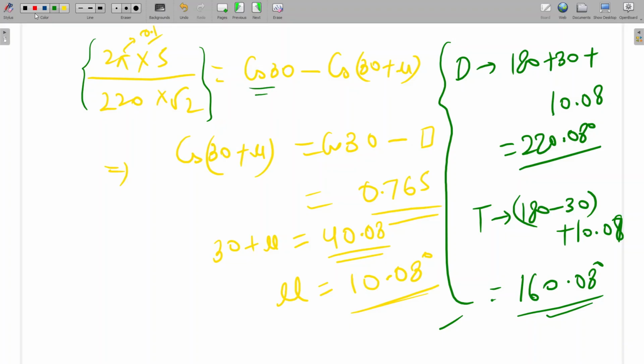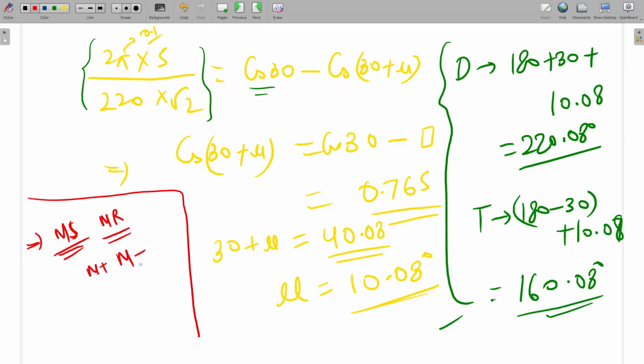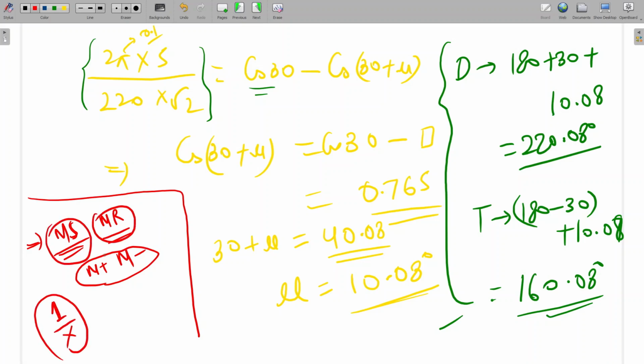So in the calculator, I recommend you all to use the memory functions more: MS and MR. And M plus and M minus also you can explore. That is also an option. And 1 by X. If you use all these functions properly, then you will save your time in calculation.